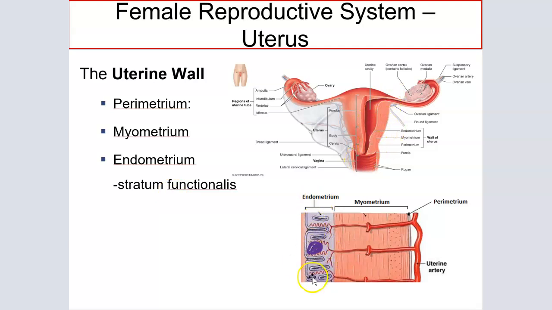And that has a layer called the stratum functionalis. That's the layer that becomes thicker. More blood flows into it each month. And so as it flows in, it thickens. And then if you don't get pregnant, that's what you shed in your menstrual cycle. And you might see tissue. It's that lining of it.